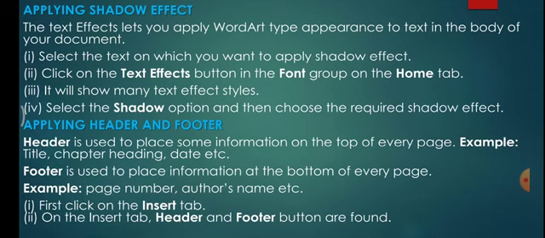Click on the Text Effects button in the Font group on the Home tab. Means first click on the Home tab, then the Font group and then find the option Text Effects. Third step, it will show many text effect styles. Fourth, select the shadow option and then choose the required shadow effect.